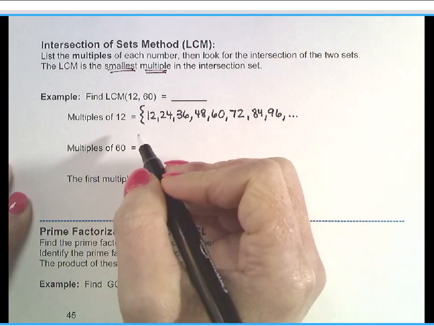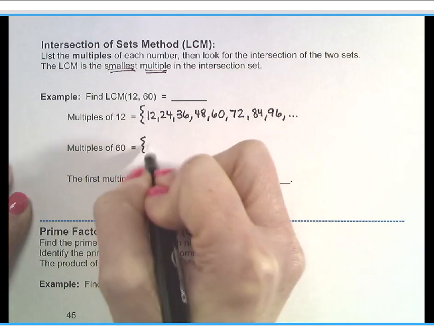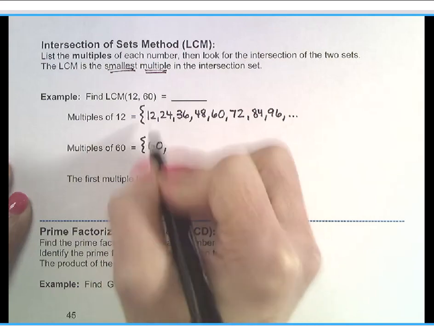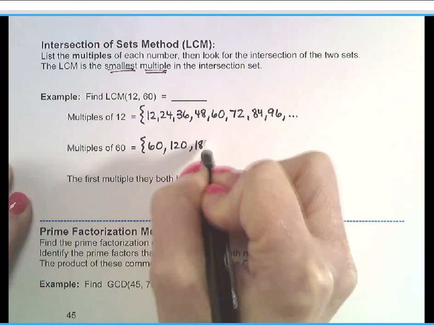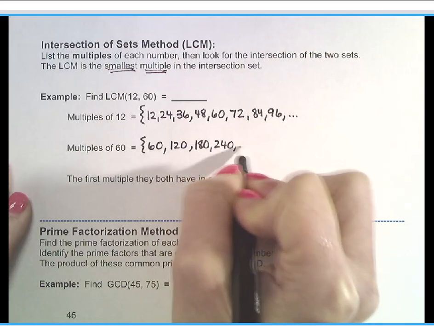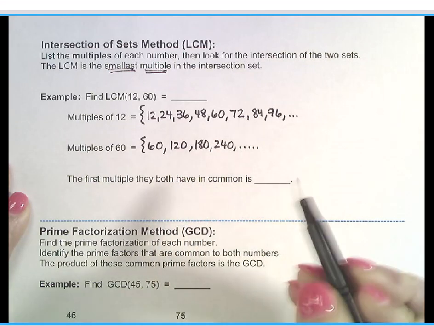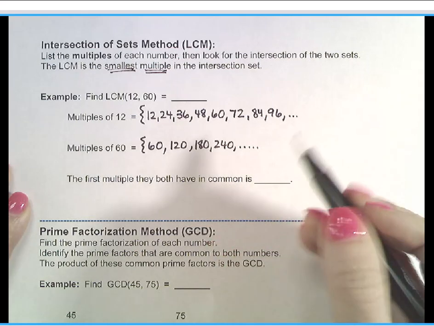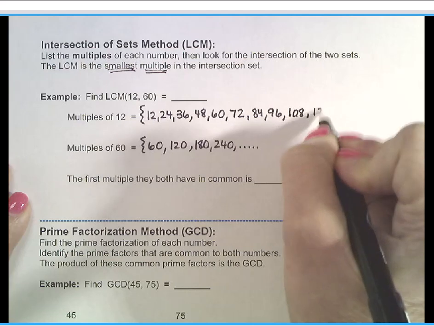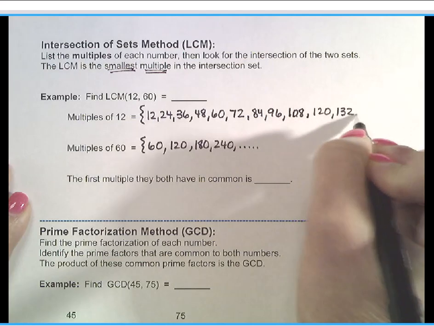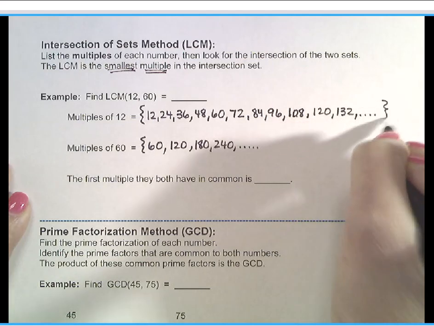Let's look at the multiples of 60. The multiples of 60 would be 60, you always start with the number itself, 120, 180, 240, etc., right? So you've got to have at least one in common. Let me go just a few more on this one just because I want to show you. Just put a few more multiples out there.